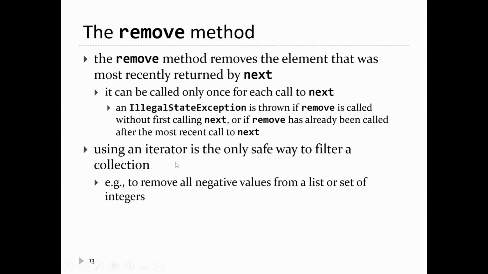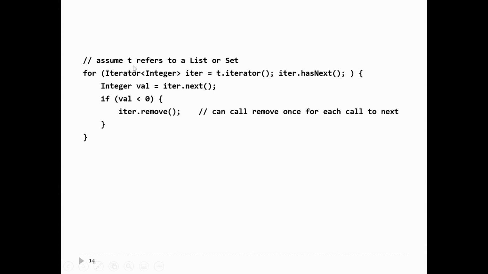And so using an iterator is the only safe way to filter a collection. Filtering means iterating over the elements, removing them as you go. So for example, if you want to remove all the negative elements from a list or set, you can do the following. T is a reference to a list or a set. You can create an iterator over that collection by calling T's iterator method. All lists and sets have an iterator method. So that gives you an iterator that returns integer values, because we have a list or set of integers.